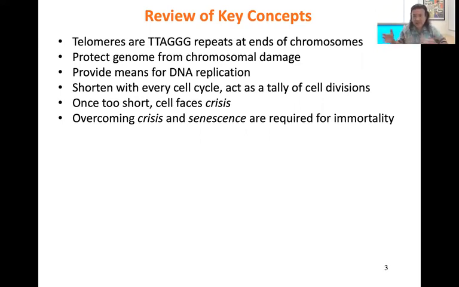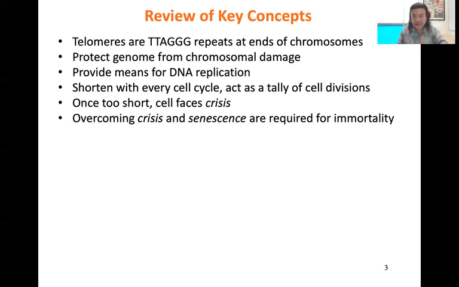Right? But as a result, with every cell replication, the telomeres get shorter and shorter. And as far as our fully differentiated cells are concerned, that's a very useful way of keeping track. It's like a tally of how many cell divisions a differentiated cell has gone through. And once the telomeres get too short, we said that that cell enters what we call crisis, right? And that's when it needs to stop replicating. And crisis may go hand in hand with senescence, where the cell actually stops doing its normal functions.